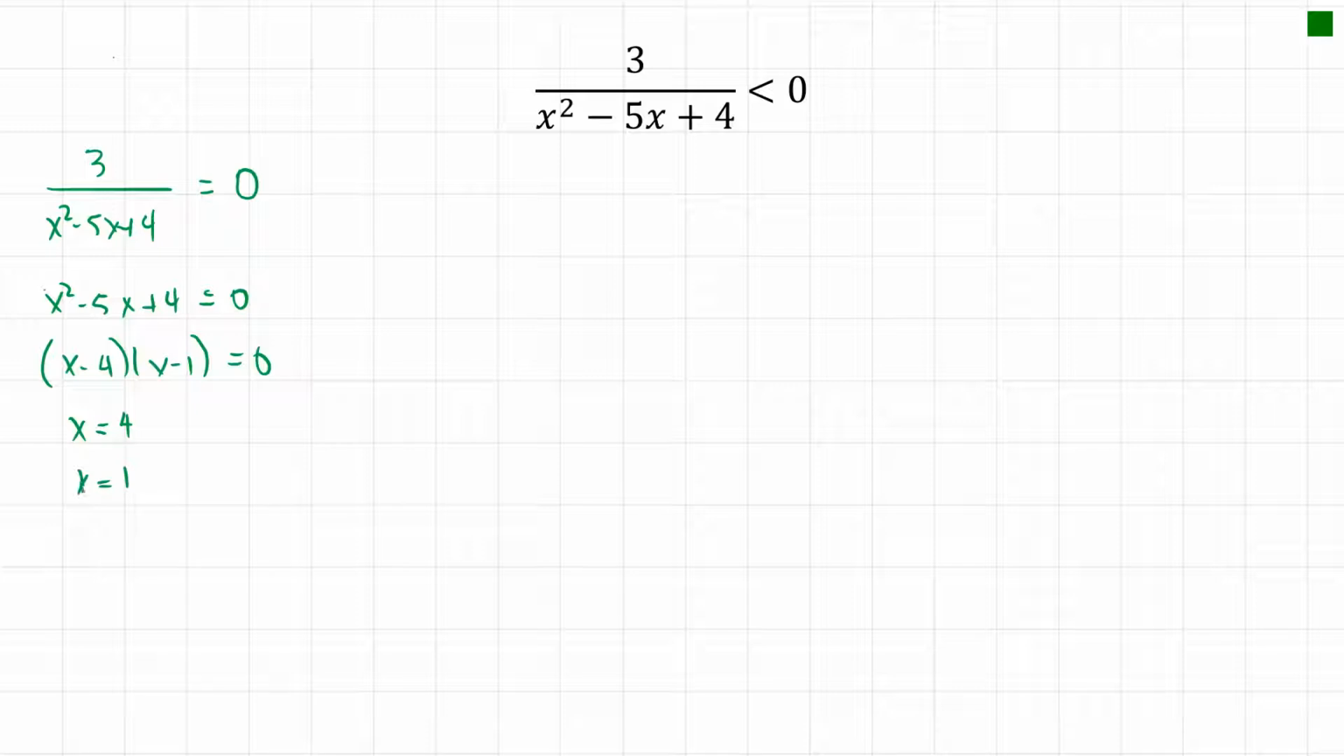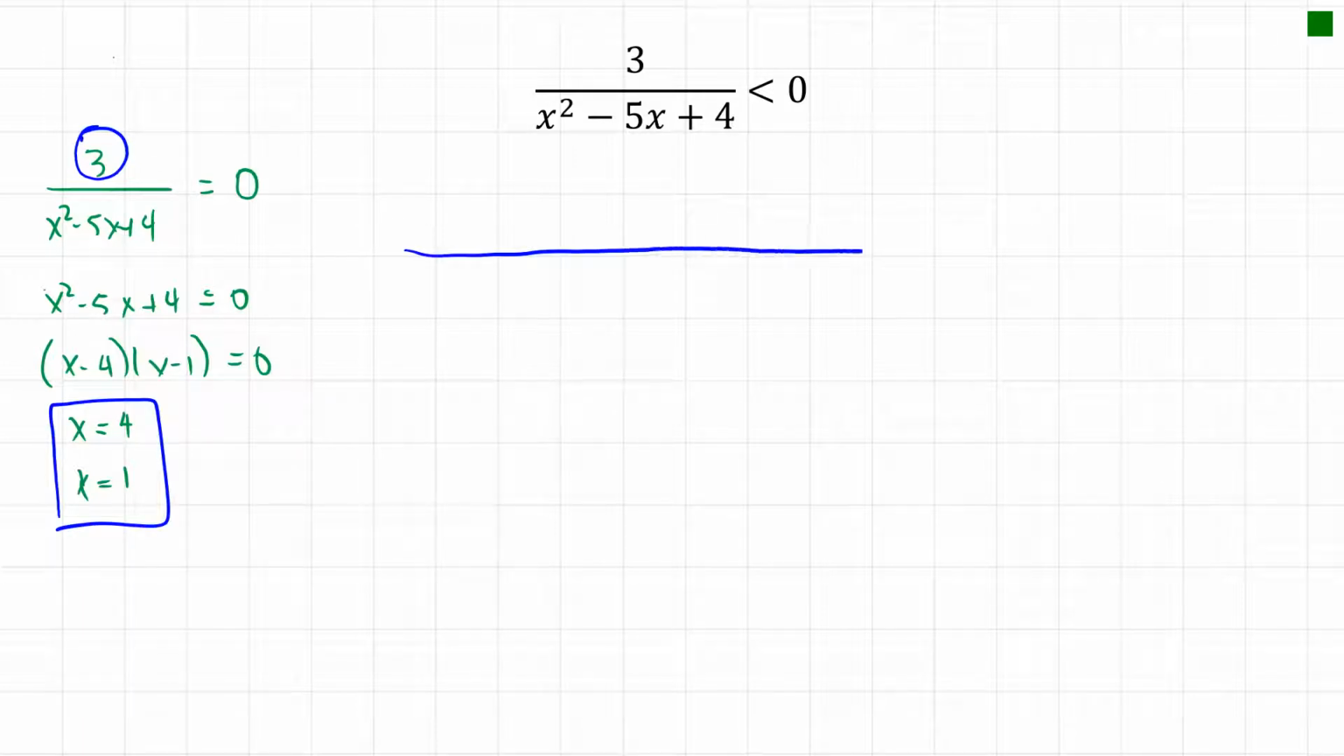So I've got two critical points. The numerator here is never going to equal 0, so there's only these two. And if I start to place that on a number line, I have 4 is a critical point and 1 is a critical point. And I've made those hollow dots because that's where the denominator is 0.